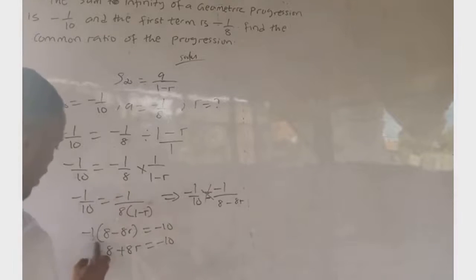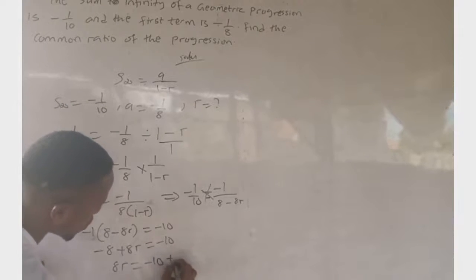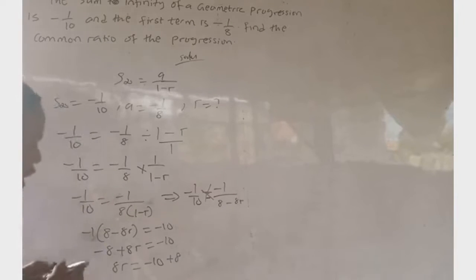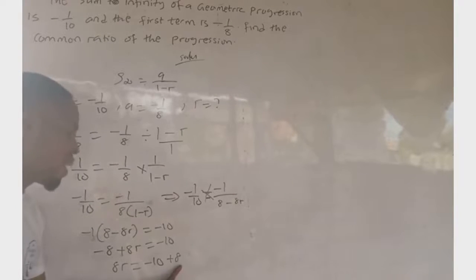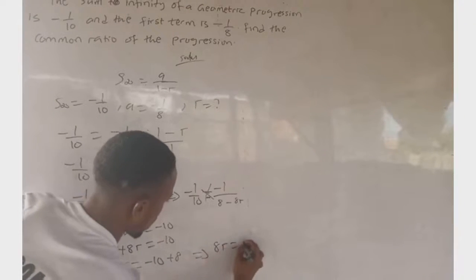Now we collect like terms. Let's take this minus 8 to the other side, where it turns to plus. So 8r is equal to minus 10 plus 8. Minus 10 plus 8 gives us minus 2. Therefore 8r is equal to minus 2.